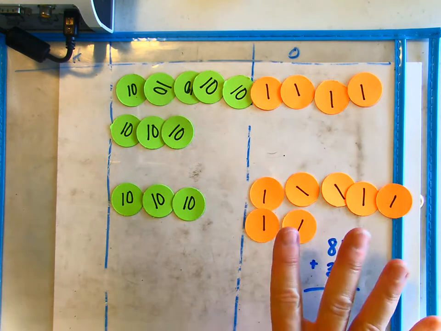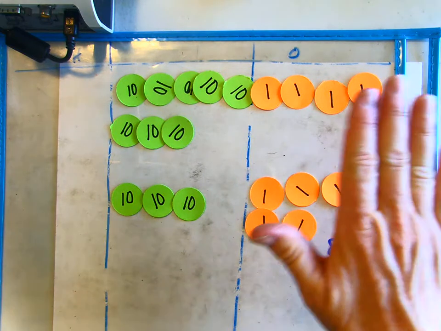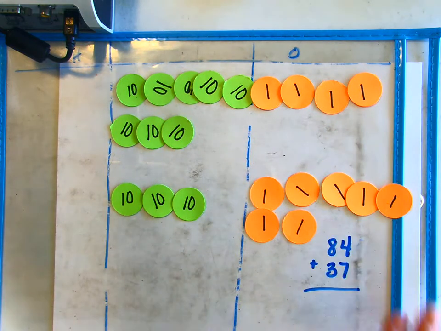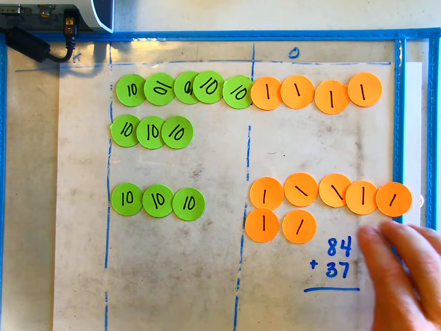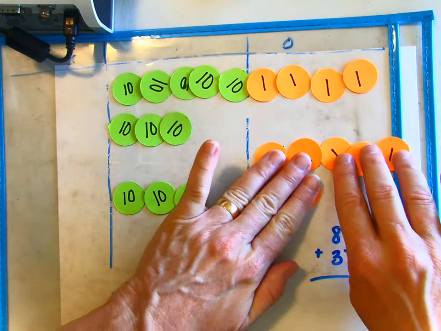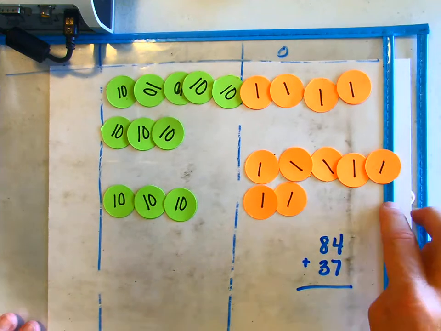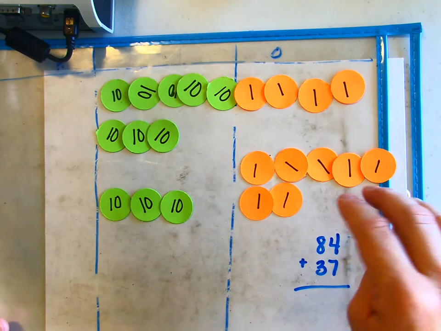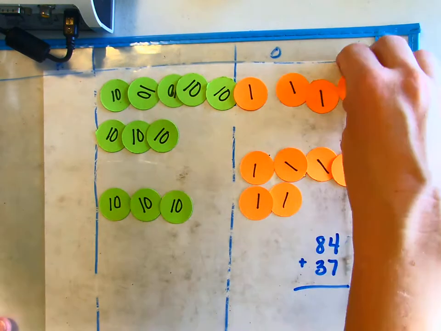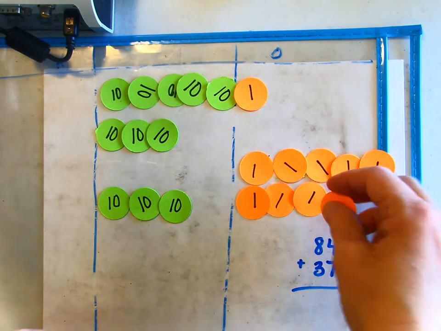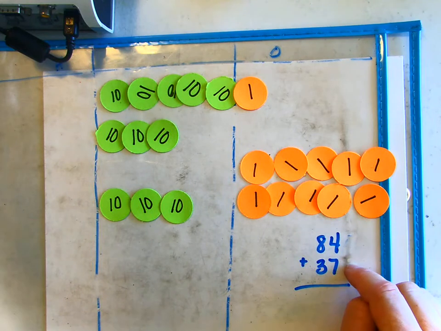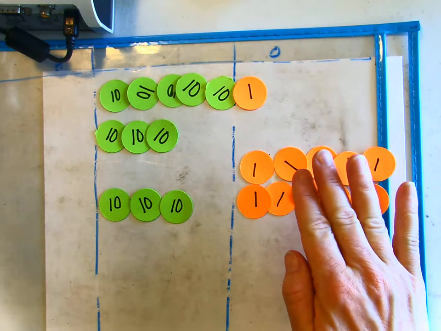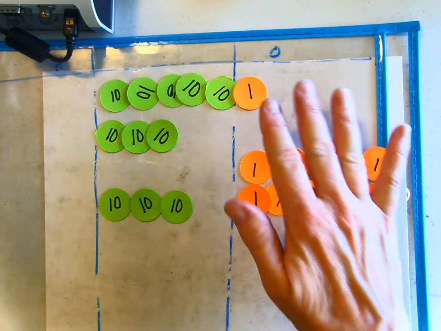So once I have my numbers laid out, I'm going to start with my ones and see if I can bundle. Can I make a group of 10? I have 7. If I have 7, how many more do I need to make a group of 10? Remember, it's really important for us to learn those number pairs. 7 and 3 make a group of 10. So 4 plus 7 is how much? 10, 1, 11.